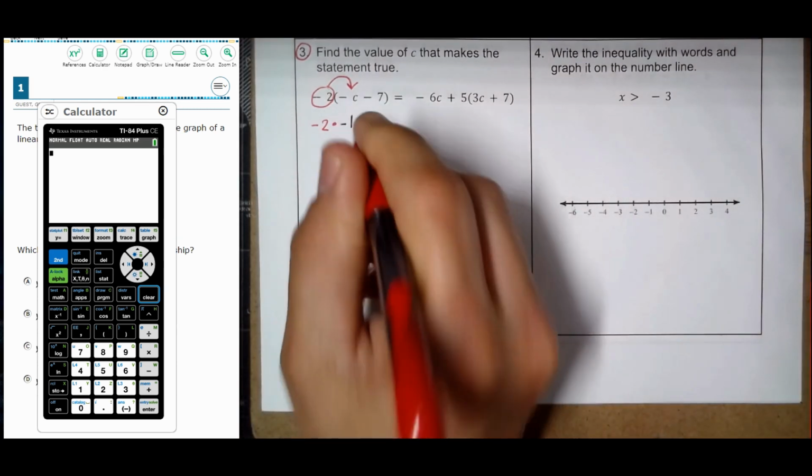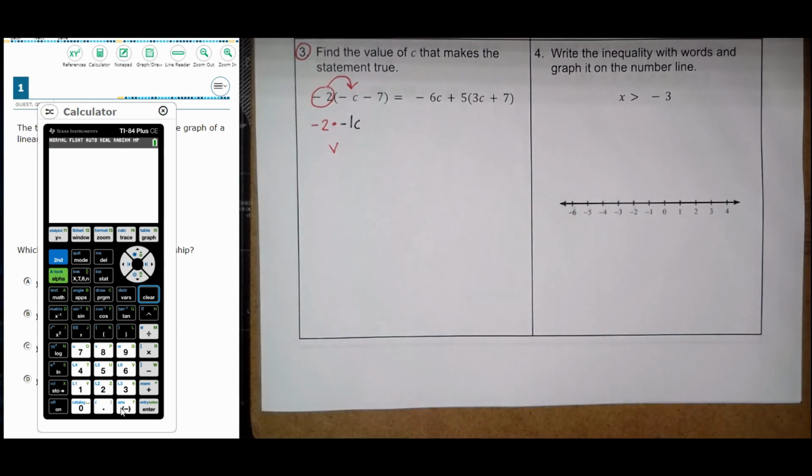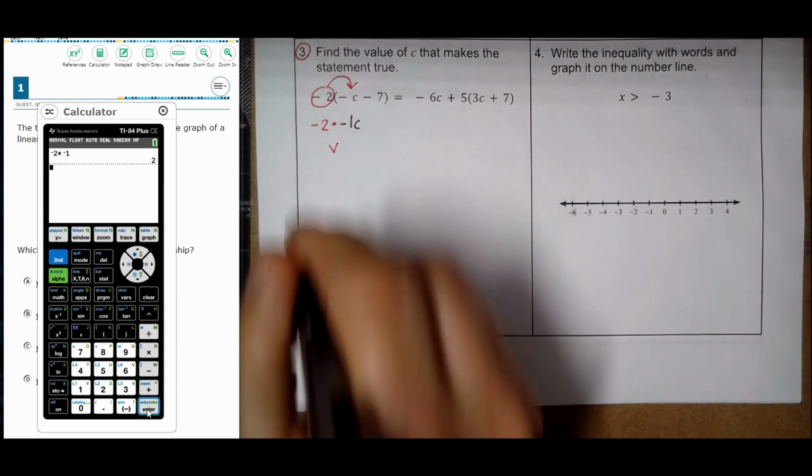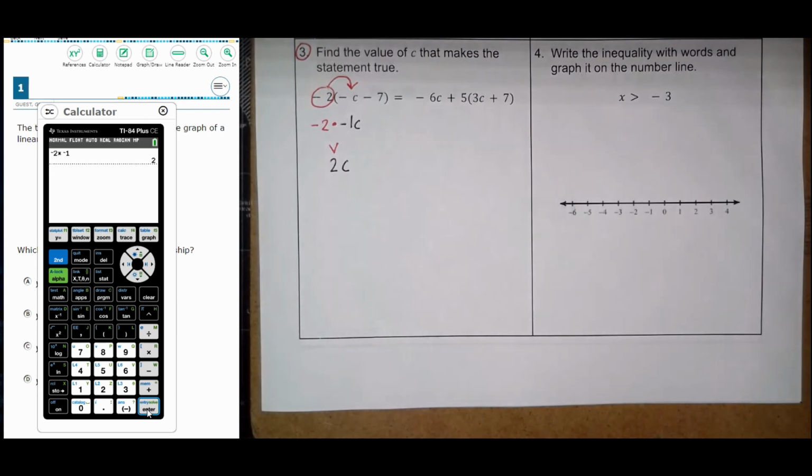And when I do that, if you're not good at memorizing what happens with these signs, a negative times a negative is a positive. But if you struggle with that, just test your idea on the calculator. Negative 2 times negative 1, and that's going to give me a positive 2. So I'm going to write this as 2c.